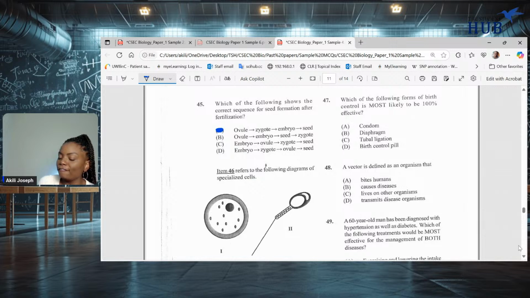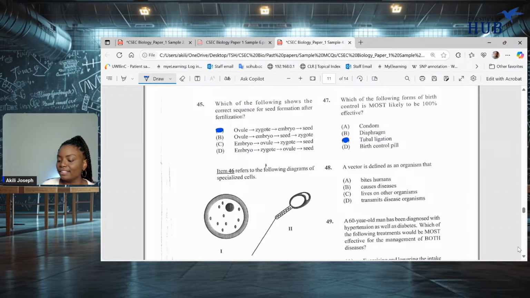47. Which of the following forms of birth control is most likely to be 100% effective? Is it going to be the condom, diaphragm, tubal ligation, or birth control pill? 47 is C, tubal ligation. We're about that permanent form of contraception.